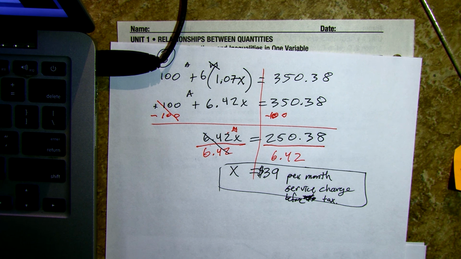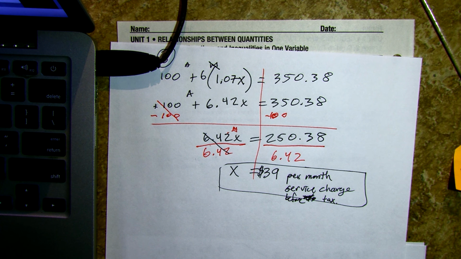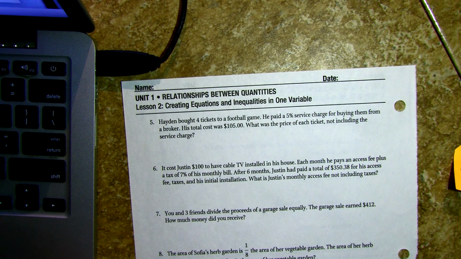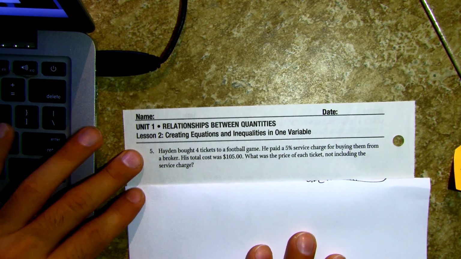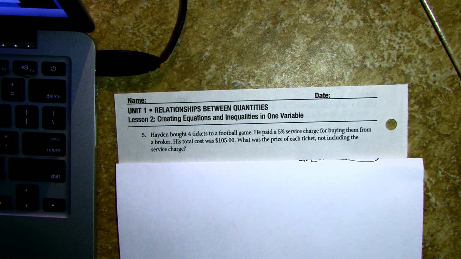Let's see. All right, number 5 from the workbook. Here we go. Hayden bought 4 tickets to a football game. Okay. He paid 5% service charge for buying them from a broker. So this is where you buy it like on StubHub or whatever, through a broker, Ticketmaster. There's a bunch of them. I'm probably forgetting the main one, but you guys know about that. Okay. His total cost was $105. What was the price of each ticket, not including the service charge?